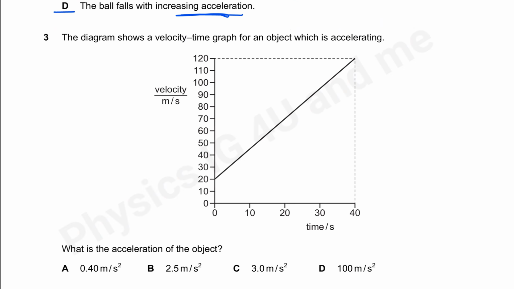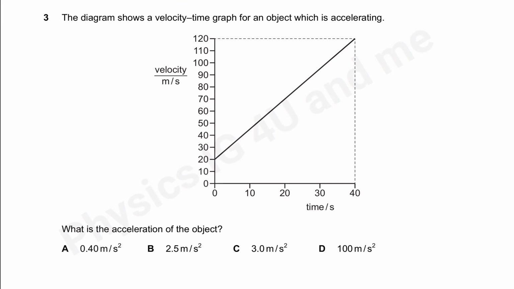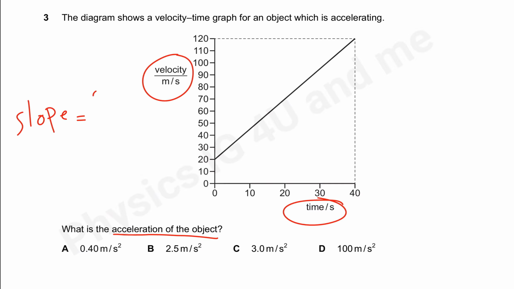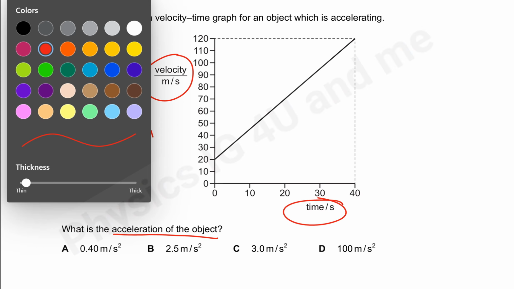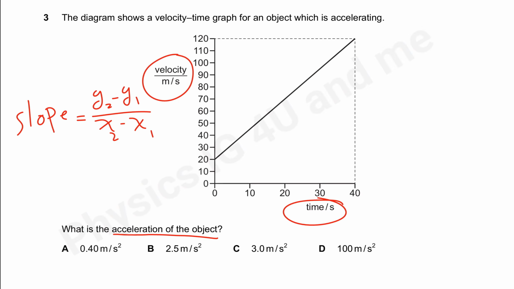Now here, question 3, they say the diagram shows the velocity time graph for an object which is accelerating. I have on the y-axis velocity and on the x-axis I have time. They say, what is the acceleration of the object? We know already in this case we need to find the slope or the gradient. It is y2 minus y1 over x2 minus x1. So choose any 2 points from the graph and then take the y2, y1, x2, x1 and find it.